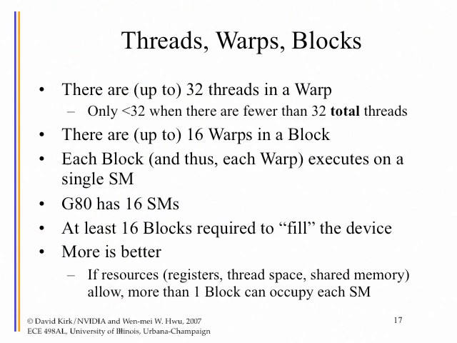This is just a very quick summary of all these things that we said, mostly for your benefit, for your quick reference in the future. It will take a little while for you to remember all these things, so we prepared some quick numbers to remind you. 32 threads in a warp, up to 16 warps in a block, and each block executes on a single SM, and GT200 has 16 streaming multiprocessors, so at least 16 blocks are required to fill the device.